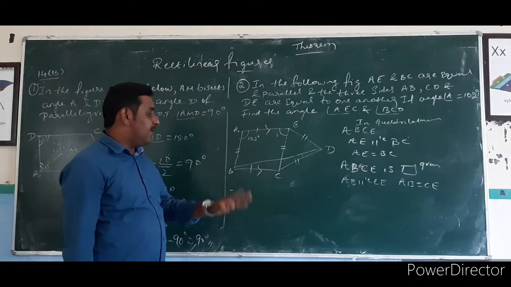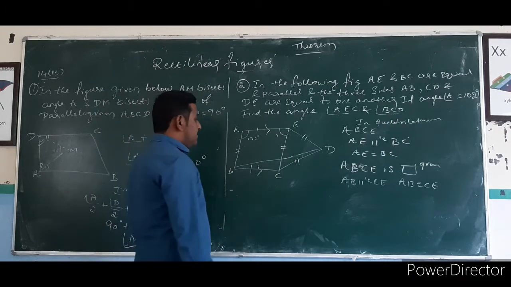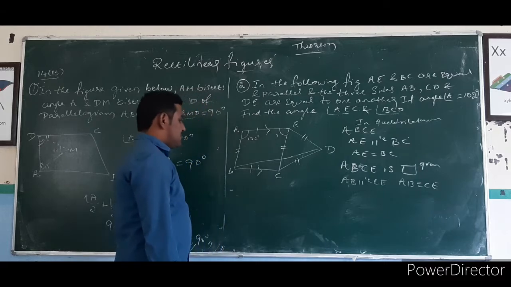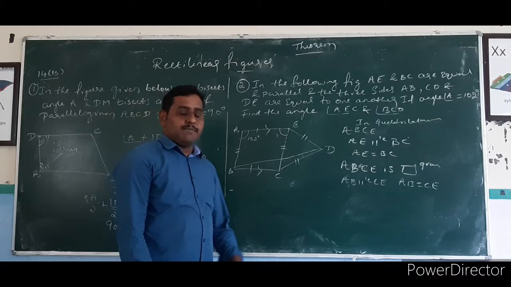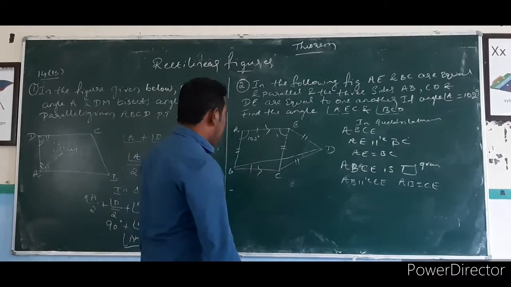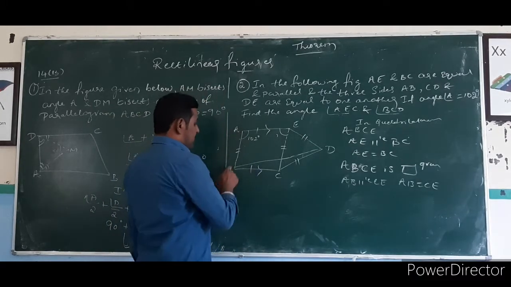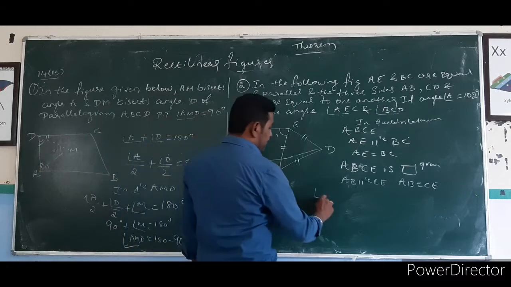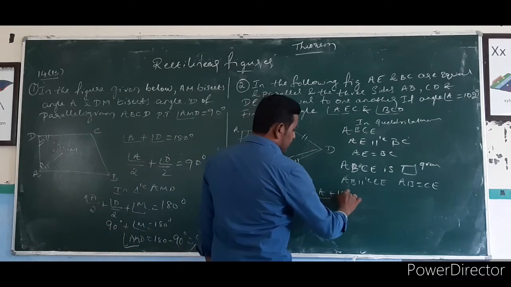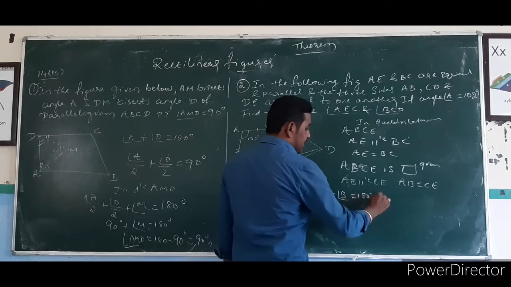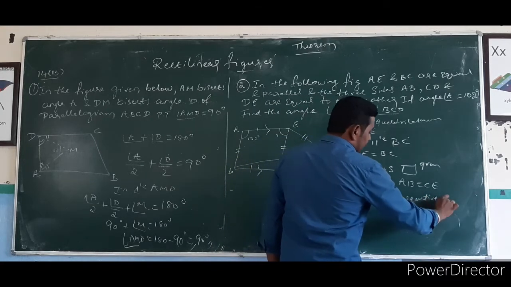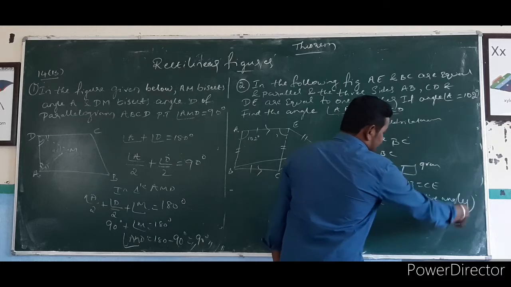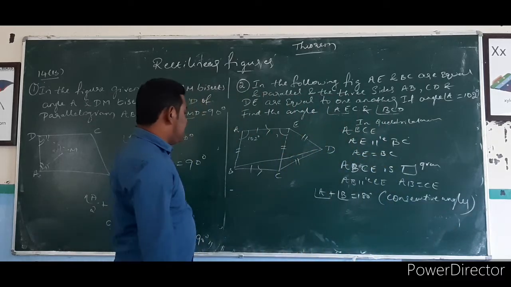Equal and parallel. So AB equal to CE. Next, in a parallelogram, the sum of two consecutive angles is 180 degrees. So if I consider angle A plus angle B, it is equal to 180 degrees. Consecutive angles sum must be equal to 180 degrees.